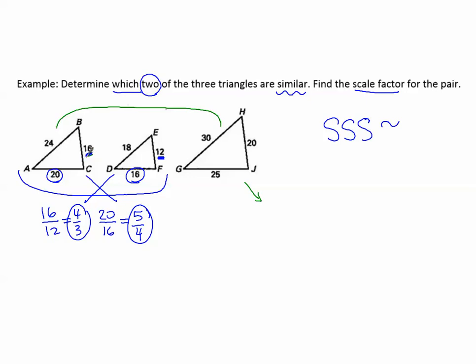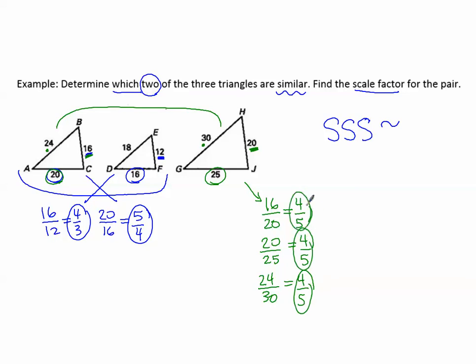Again, the smallest side with the smallest side. 16 over 20 makes 4/5. Then the medium side, 20 over 25. 20 over 25 makes 4/5 again. And then the largest of the sides, 24 over 30. And that also makes 4/5. Since they all make 4/5, we have the correct pair.